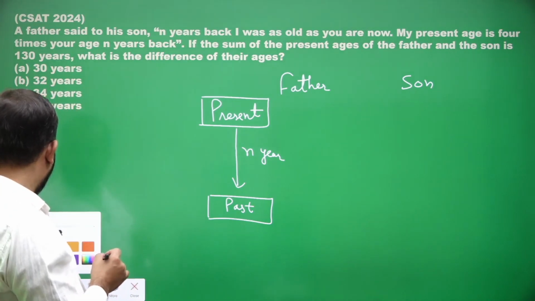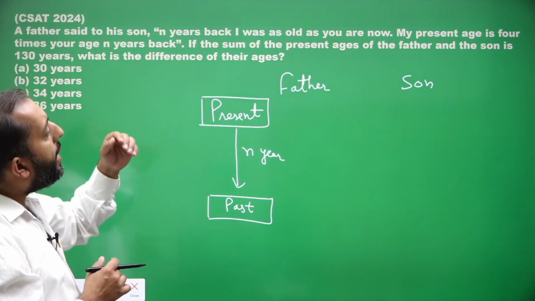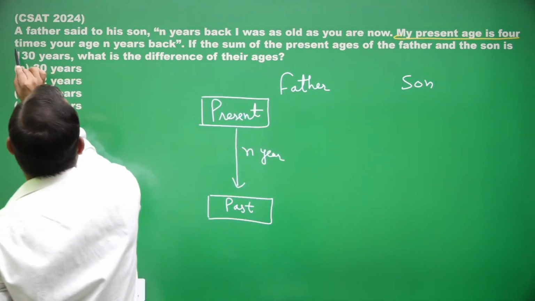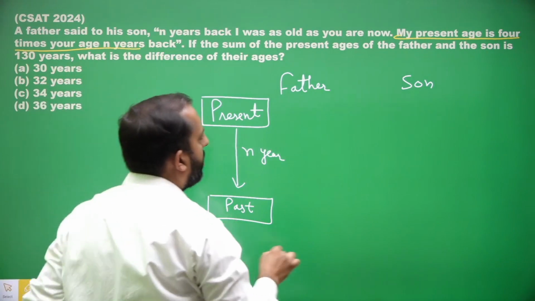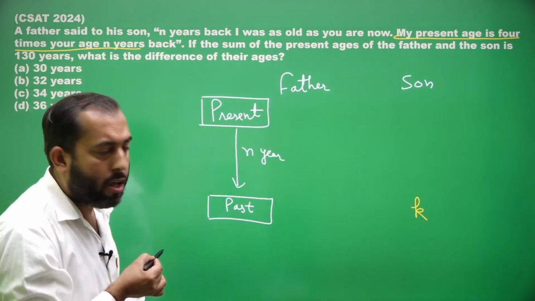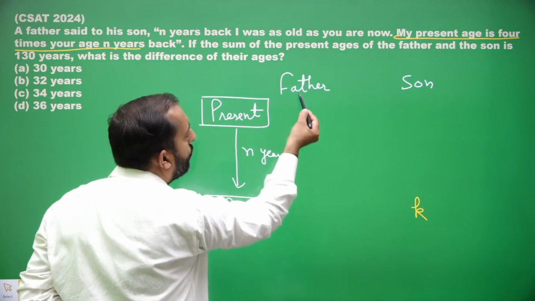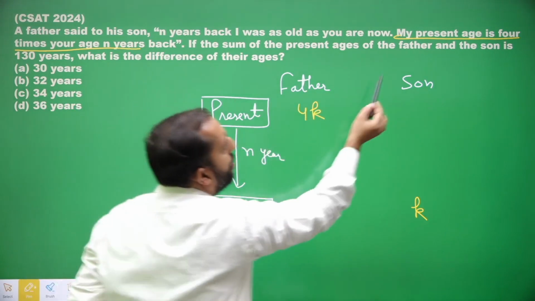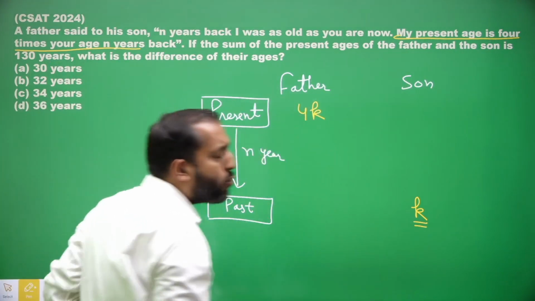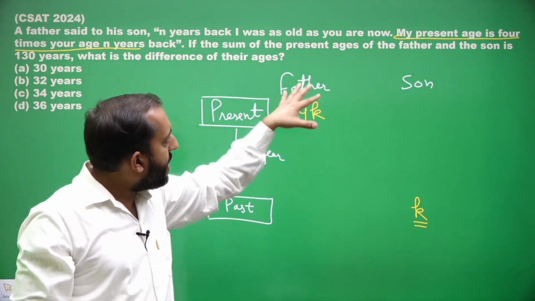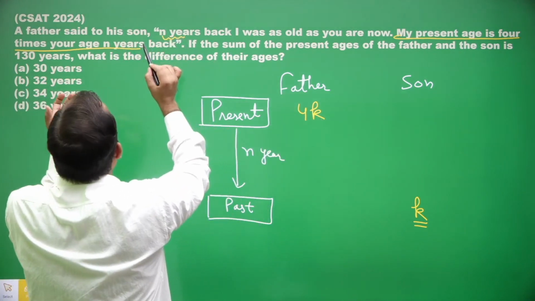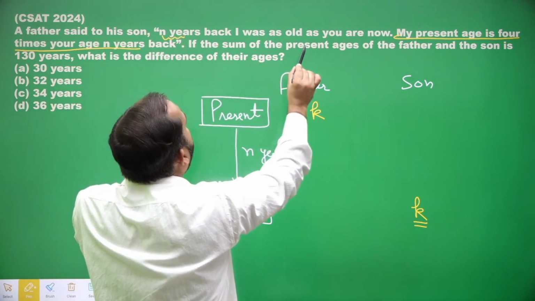Now, let's use the second statement first. My present age is 4 times your age n years back. Suppose n years back, the son was k years old. So the present age of the father is 4 times k. So n years back when the son was only k years old, the present age of the father is 4 times of that.